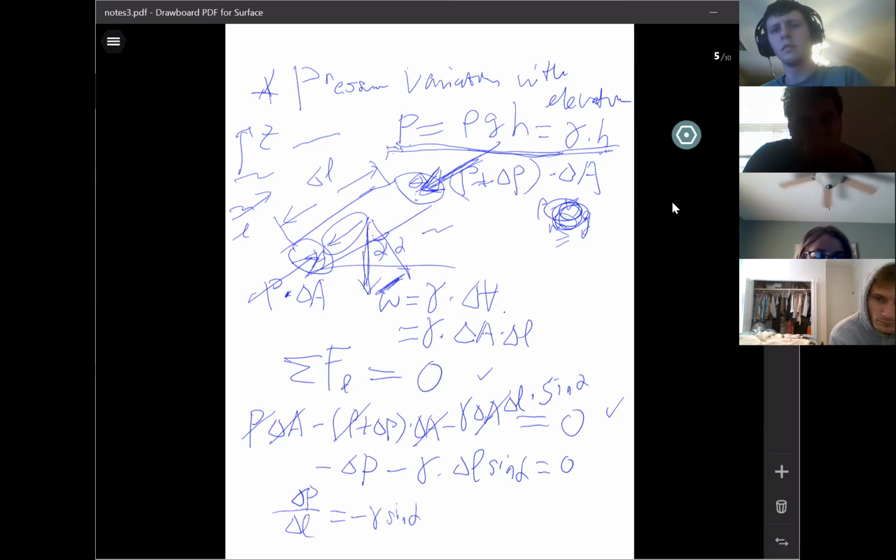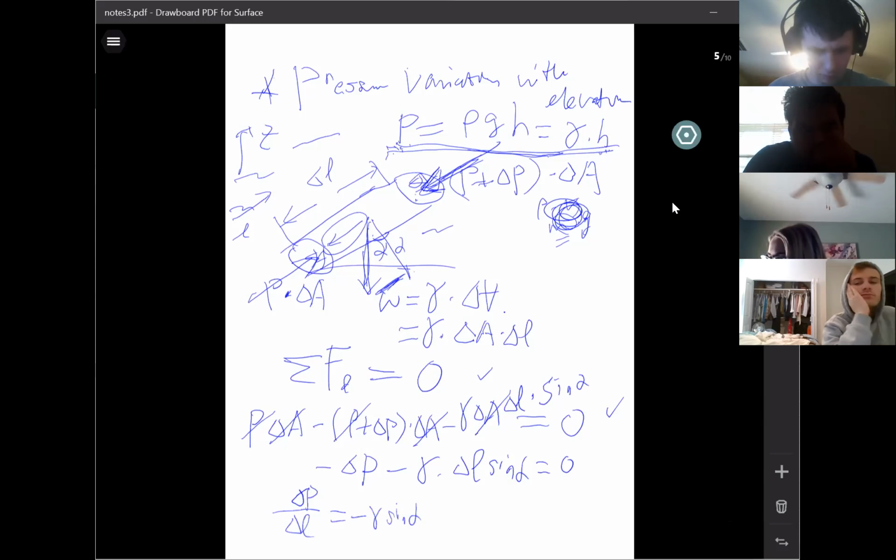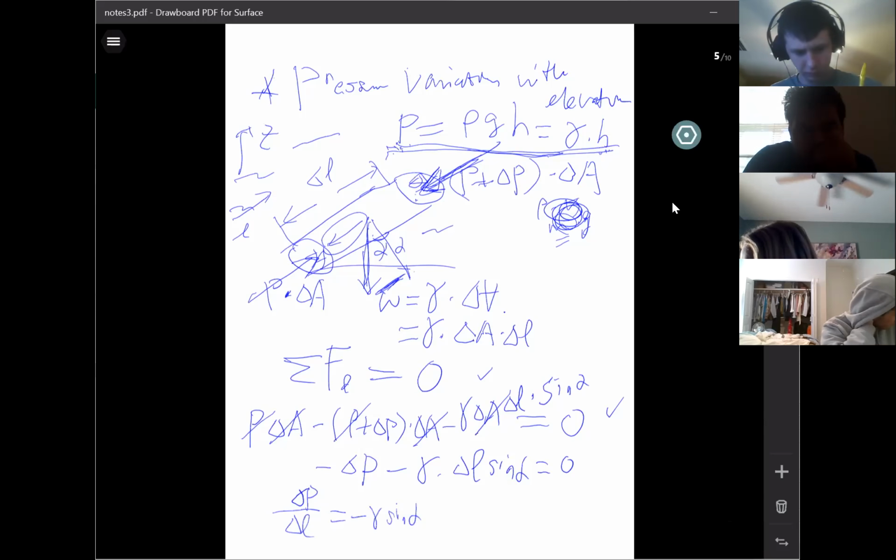Check it. I divide every term by delta L. So delta P divided by delta L. This term is gone. 0 divided by delta L is just 0. I move this to the right-hand side and change the sign. That's a much better form. I like it, but it's not the end of the story yet.